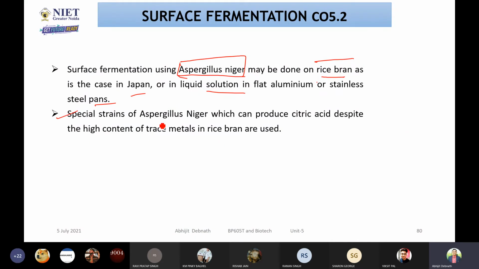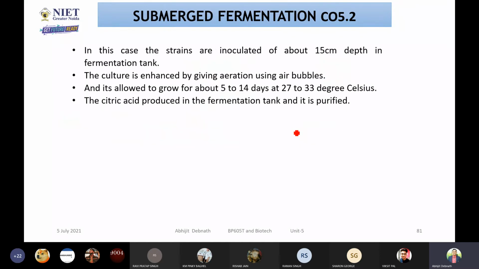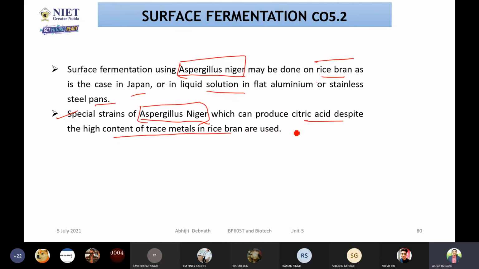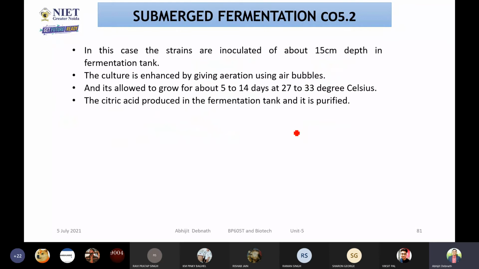So special strains you can also use. You can also modify Aspergillus niger by using rDNA technology, and it can produce citric acid despite the high content of trace metals in the rice bran used. So you can either go for the surface or the submerged method. All of you are aware. Again, I do not want to explain it because it will be boring. We have talked about it many times. It is very simple.